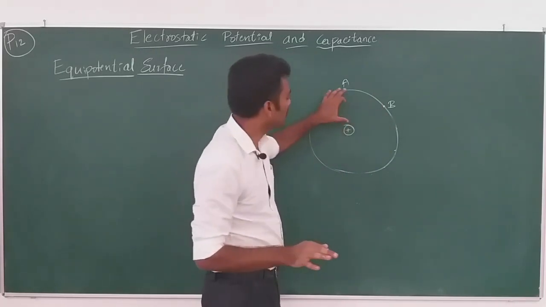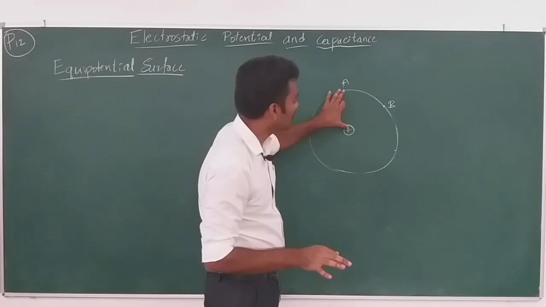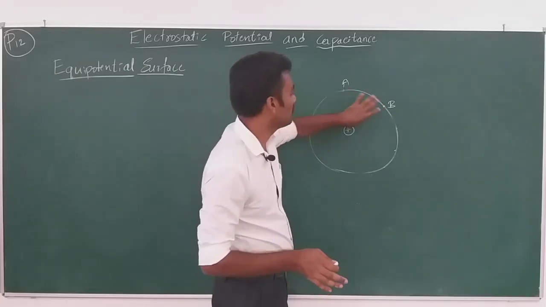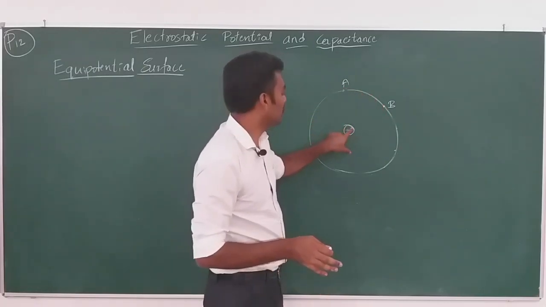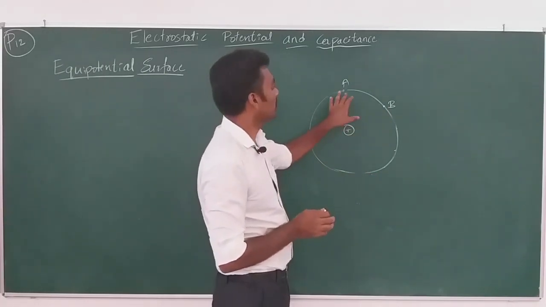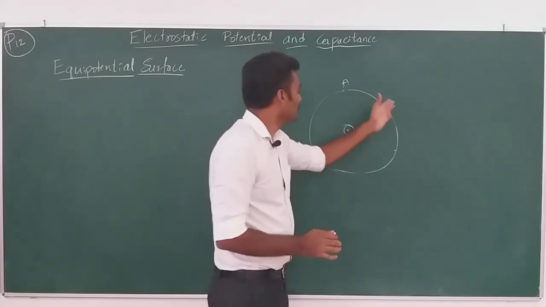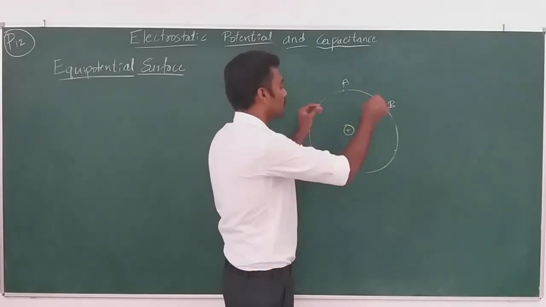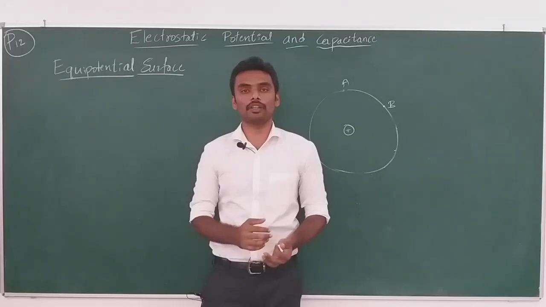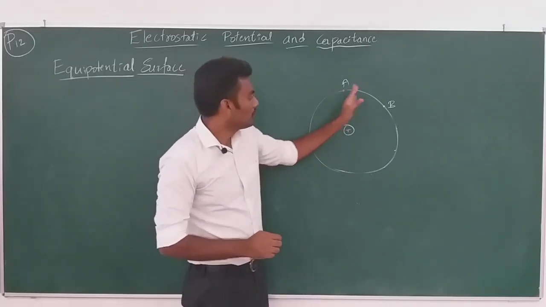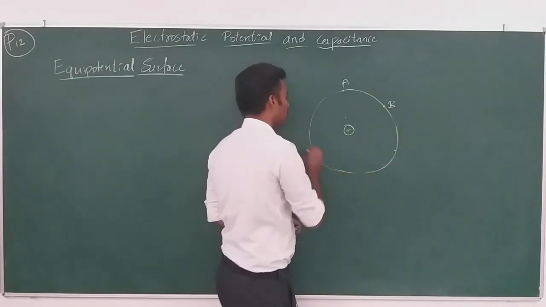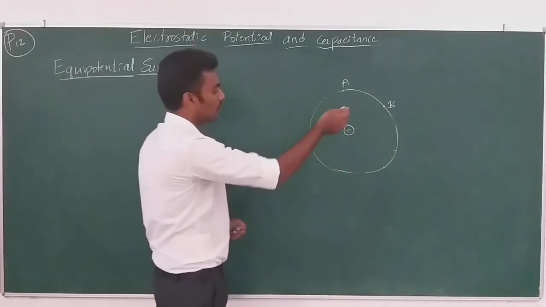Quite simple, right? Because the distance of separation from the charge to A is equal to that for B. The distances are equal, and the charge is the same for both A and B. So that makes the potential at A equal to the potential at B. This is how we put so many dots, so many points, and the final shape that we get is a sphere. So the potential due to this charge is equal at all the points on this surface. VA is equal to VB.